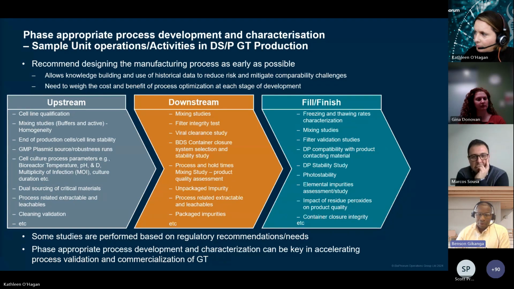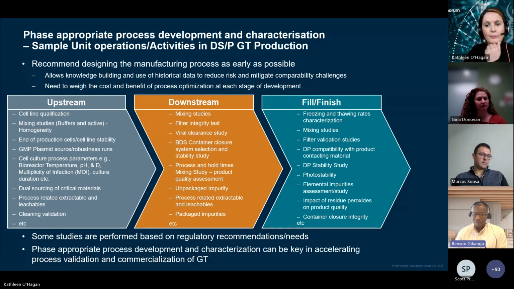And then the middle column is the downstream process. For the downstream process, of course, we have to think about things like mixing studies, because if you have, let's say, a unit operation that requires homogeneous material, it's very important that you have that. And Gina also highlighted this when she was talking about platforming.